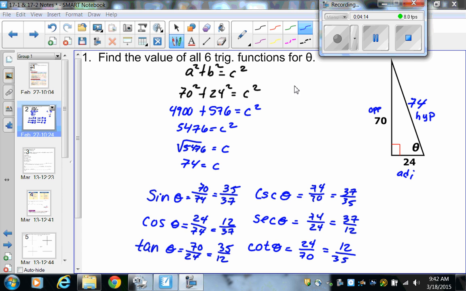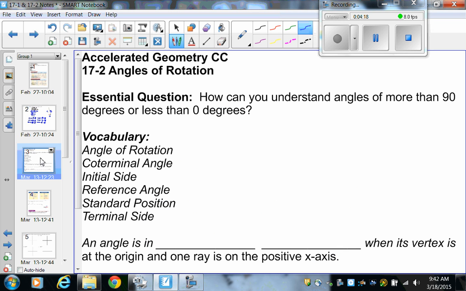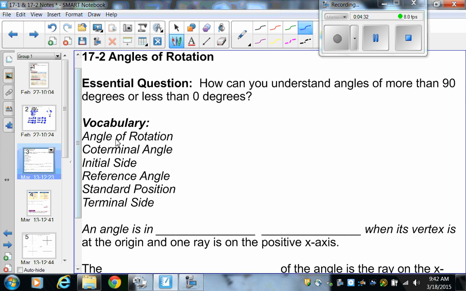And that is the lesson for 17-1. So next we're going to look at 17-2. 17-2 is on angles of rotation, and our essential question for this section is, how can you understand angles of more than 90 degrees or less than 0 degrees? So some vocabulary in this section is going to be angle of rotation, coterminal angle, initial side, reference angle, standard position, and terminal side.